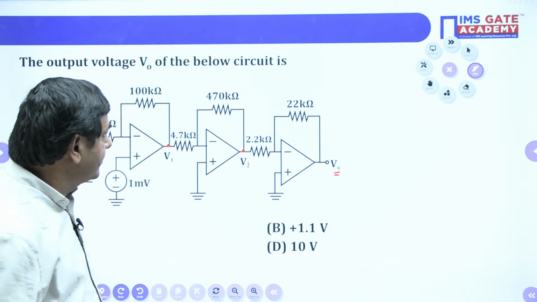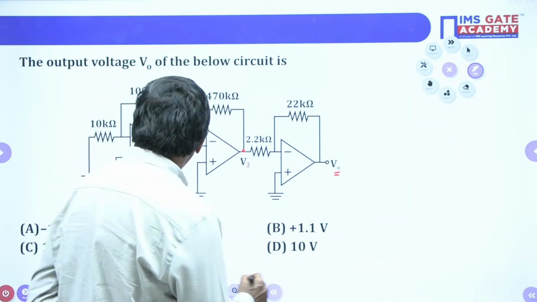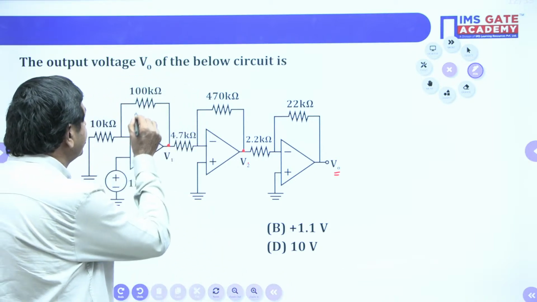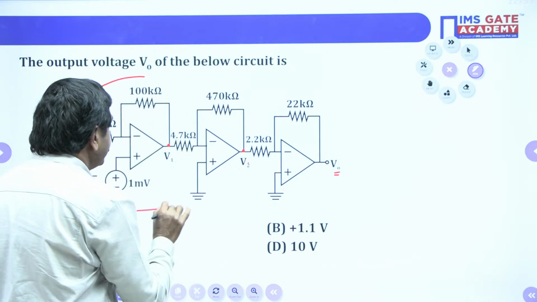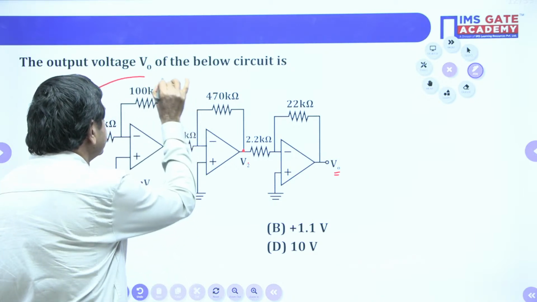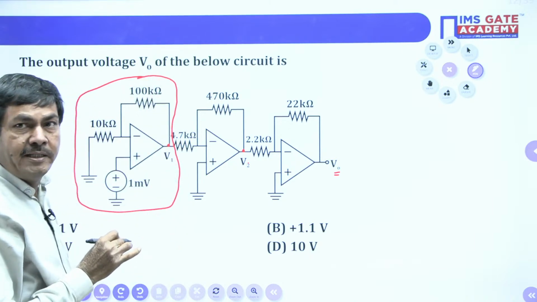How can I get V1? Can you say what is the name of this network? Anybody can say what this network is? What network is given here? Anybody can say? What is the name of this network? Anybody?